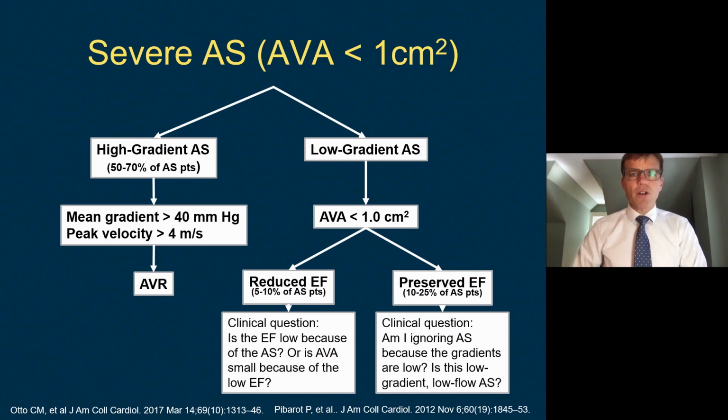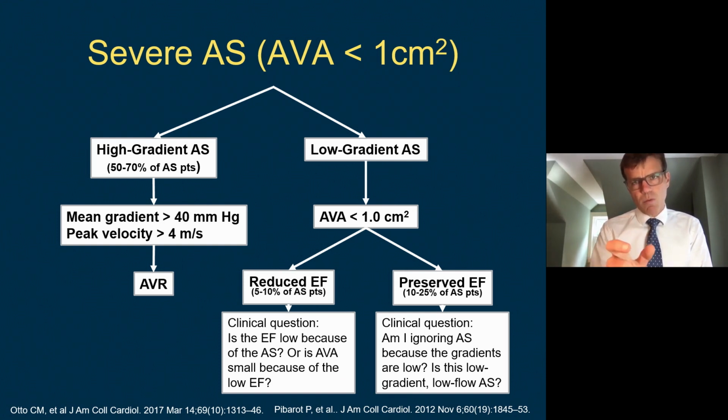So when you have severe AS, I think it's helpful to divide it up into two categories in your mind, when you're seeing somebody who has a valve area less than 1 centimeter, or if they meet some of the other criteria I discussed. And you'll see why I think it's helpful to divide it up this way in a moment. So first is the classic high gradient AS. This is most of what we see, somebody with a valve area calculated at less than 1.